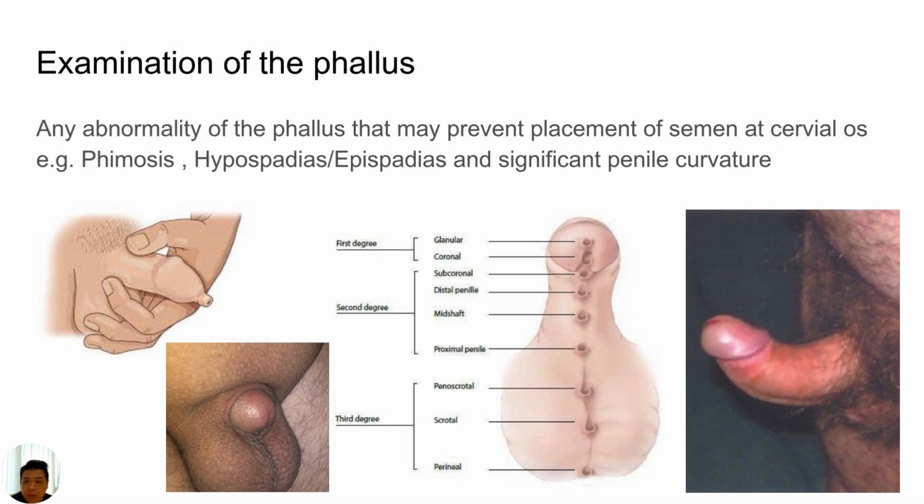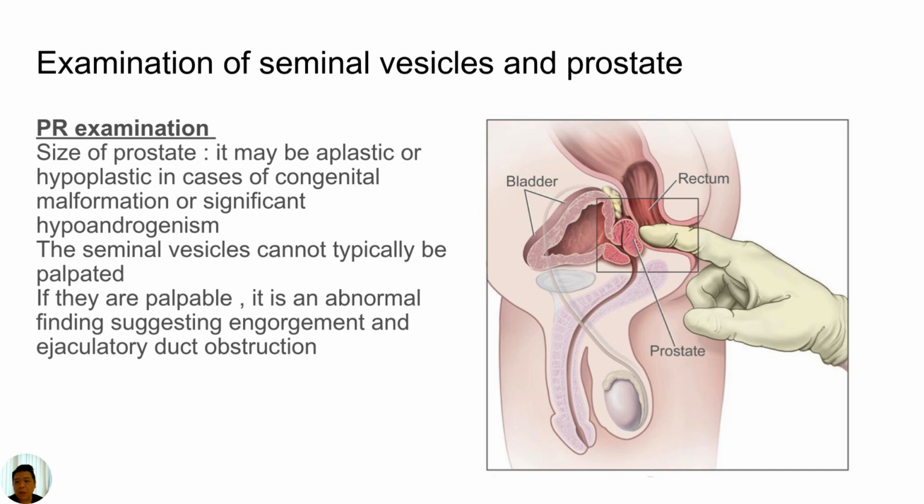So any abnormality of the penis that may prevent placement of semen at the cervical os, that is phimosis, hypospadias, epispadias, and significant penile curvature. Last but not least, rectal examination is essential.